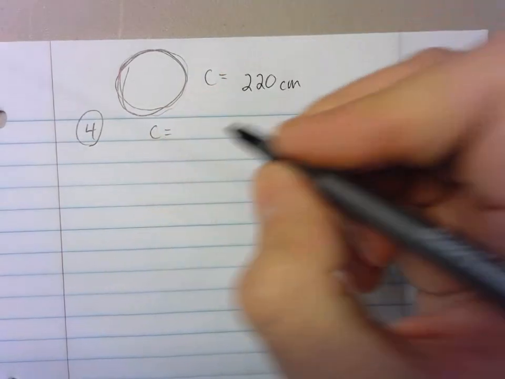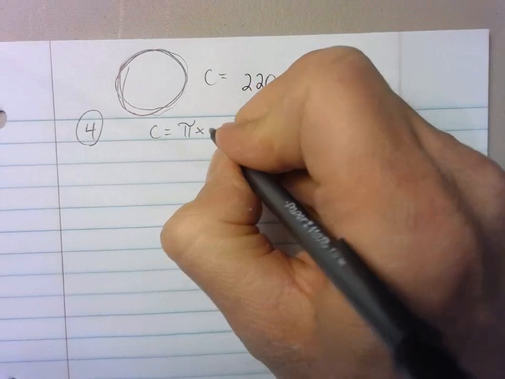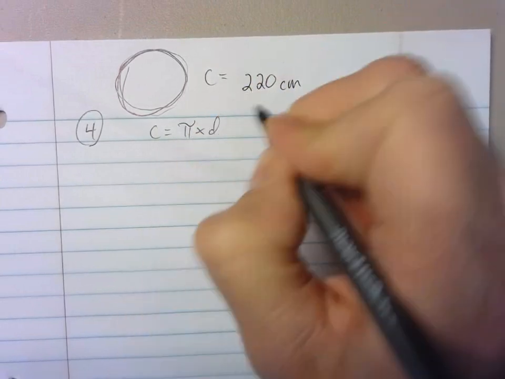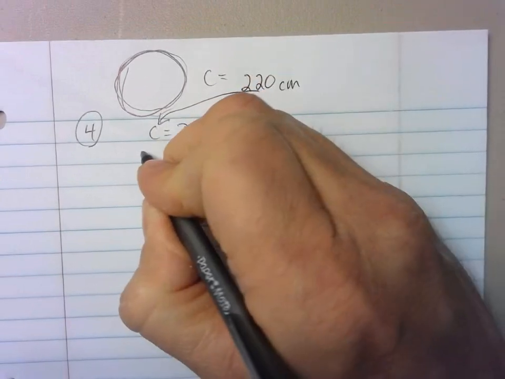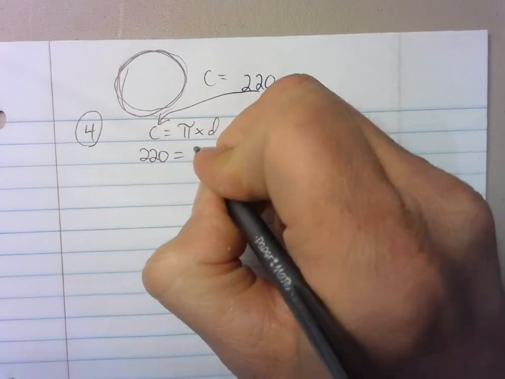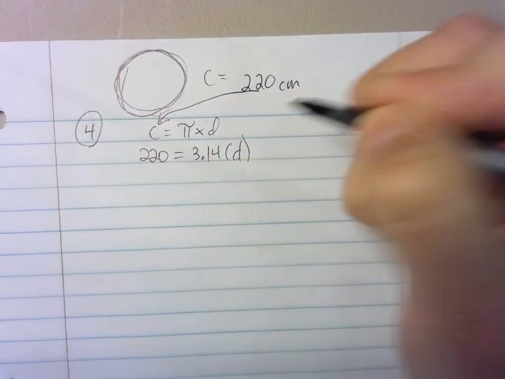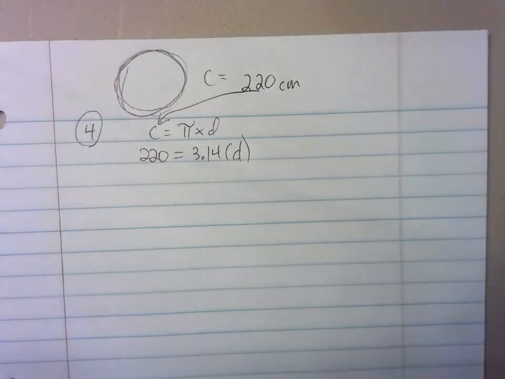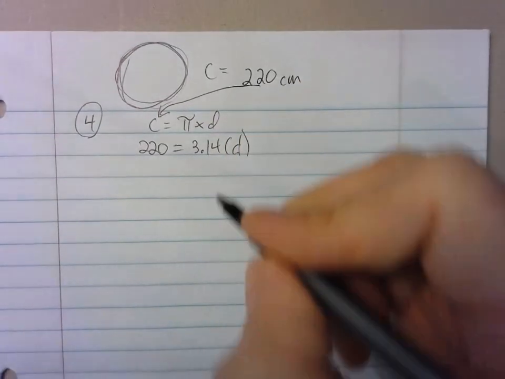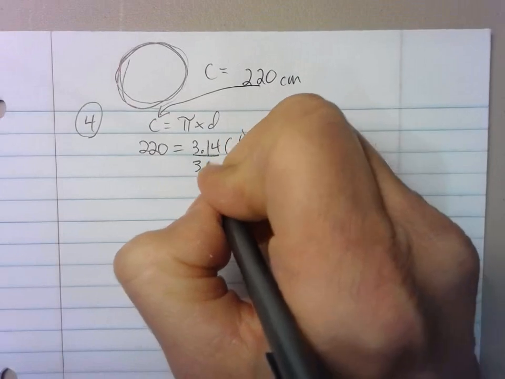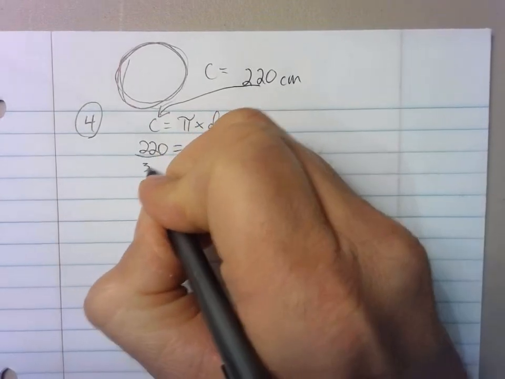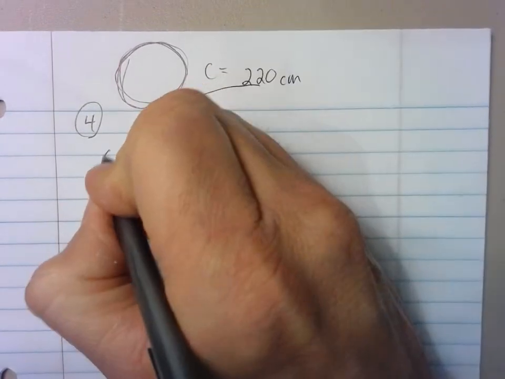Again, we know our formula is pi times diameter. So that would be 220 going in right there. 220 equals 3.14 times diameter. Alright, what's step 1 say? Well, step 1 said we got to divide it by pi. So we're going to divide by pi on both sides. Alright, so this is step 1.